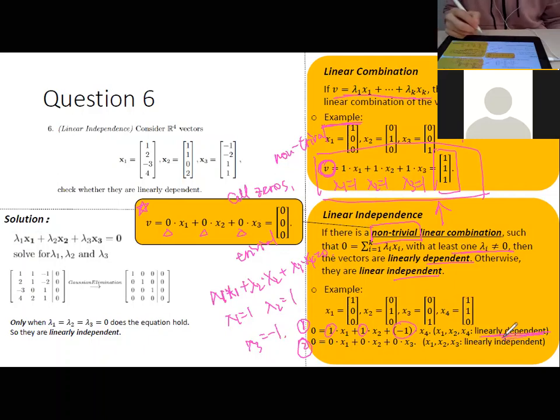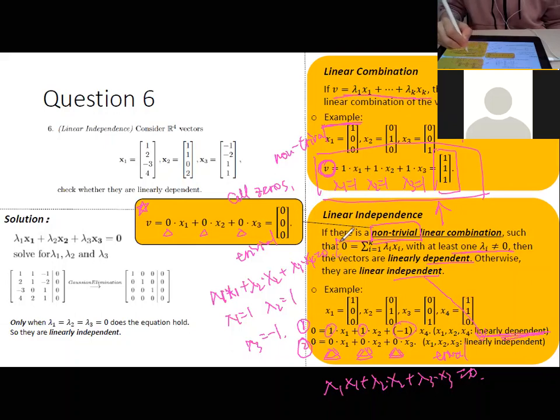And then we move to the second example. For the second example, we want to know whether there exist lambda 1 times x1 and lambda 2 times x2 and lambda 3 times x3 equals 0. And you can see the answer is no. All the lambdas should be 0 for the equation to be satisfied. So they are the trivial solution. And according to the definition, x1, x2, x3 are linearly independent.